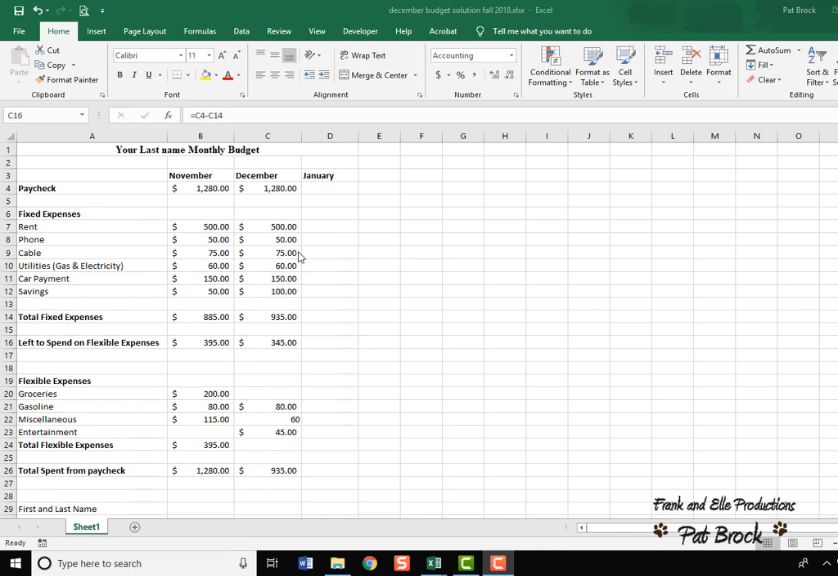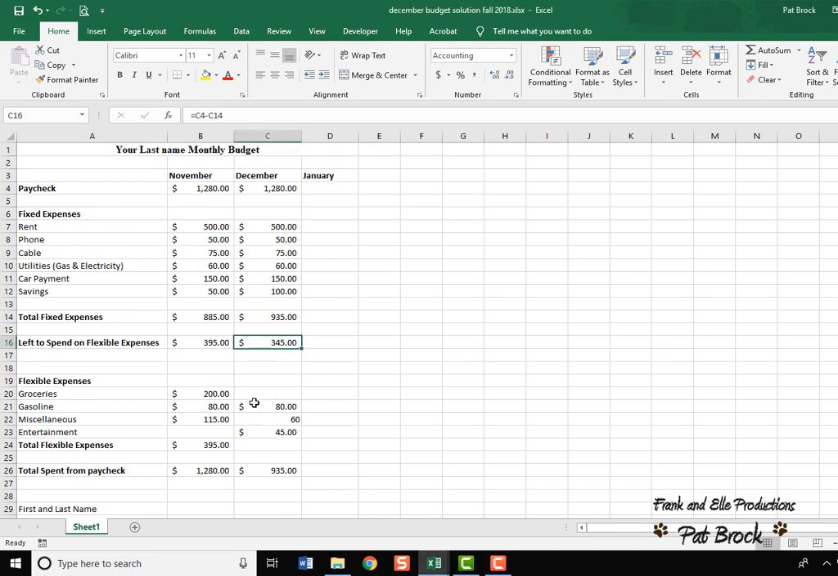Let's take our December budget now, and this time the unknown is in a different spot. It's over here at the top. It's in groceries. So now how would I come up with that? Well, right now I know in cell C16 it says that I have $345 to spend in flexibles. And so far I've spent $80 in gas, $60 in miscellaneous, $45 in entertainment.